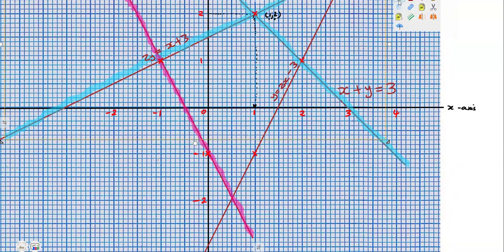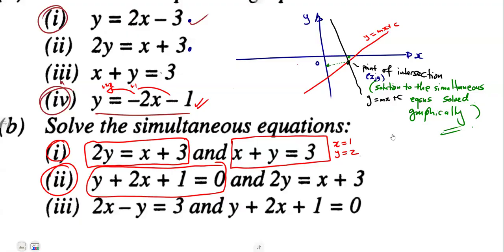So let me try and remove this. Okay. So we have that one. And let's look into the other one. The other one is 2y is equal to x plus 3, exactly as it is.